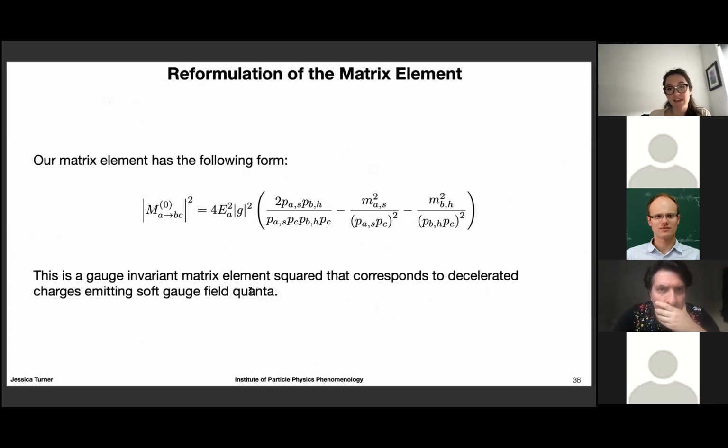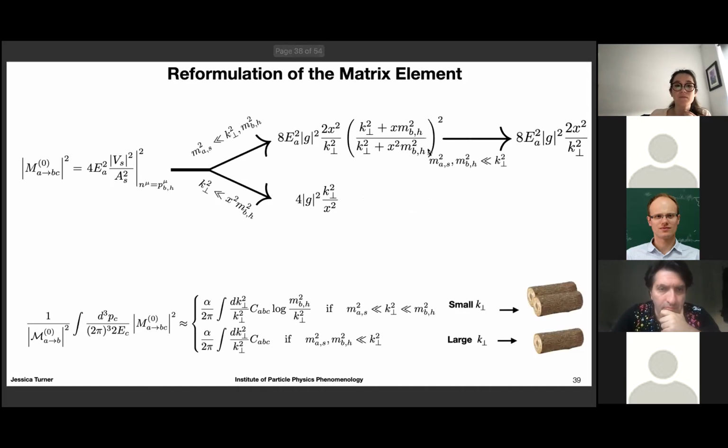By making this choice of AS and AH, not only do we respect gauge invariance, and the pressure would therefore be a gauge invariant quantity, but we also derive a matrix element which corresponds to a physical process we're all very familiar with, which is essentially a decelerating charge. And because the charge decelerates, it emits some sort of soft radiation field. So taking this matrix element, we can look at it in various different regimes.